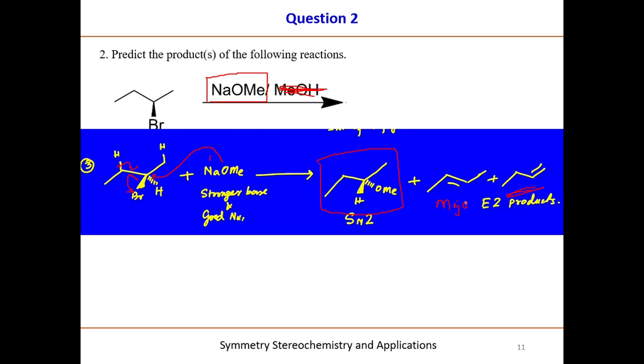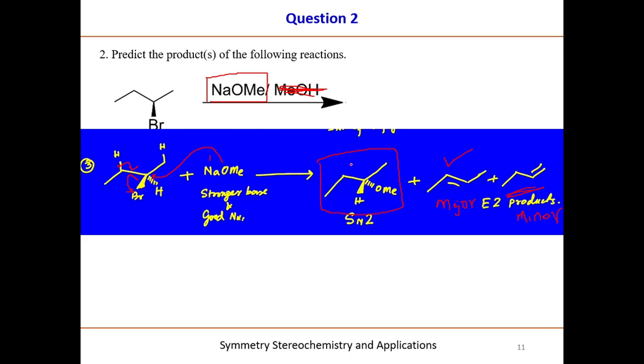Why? Because this one follows the Zaitsev rule, and the other product follows the Hofmann rule. According to the Zaitsev rule, this product will be the major one because it is the thermodynamically stable, thermodynamically favorable reaction, and it will give the major product. So in this reaction, three types of product formation take place.